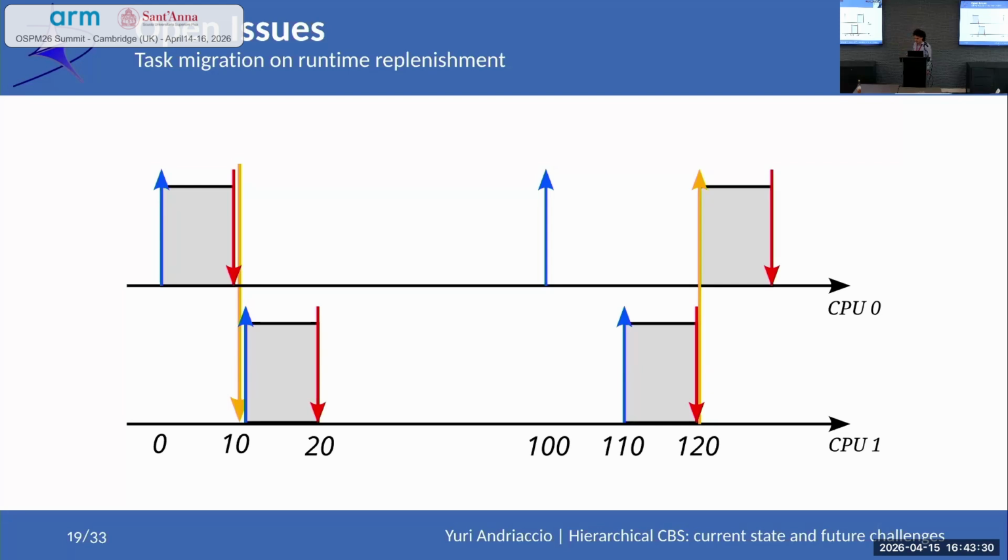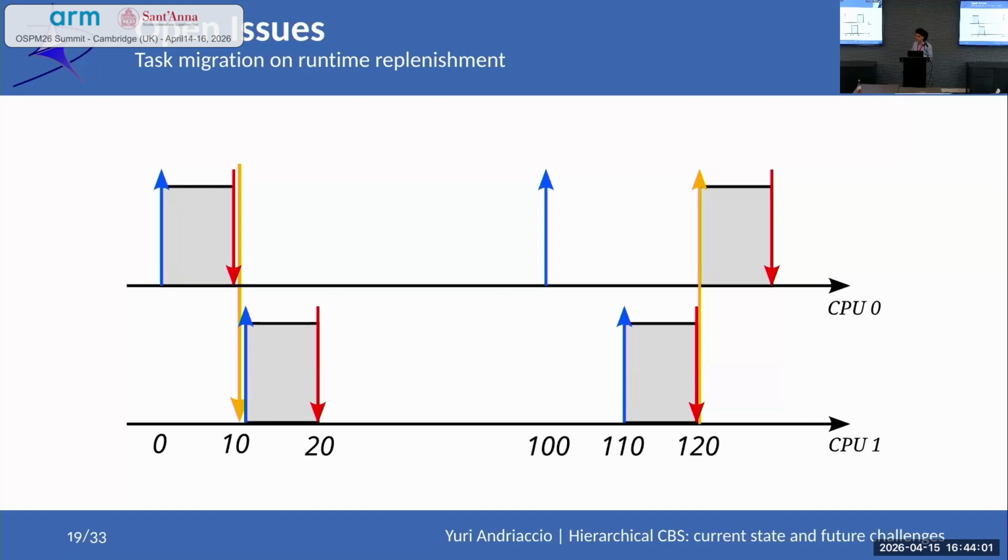And so what happens is that at the 100 mark, the server gets replenished, but there are no tasks in its run queue, and so it's stopped. And then at the 110 mark, the CPU1 server gets replenished, as is its task, which is the task that has not been migrated. So it executes and then it pushes. And of course, this is an issue.